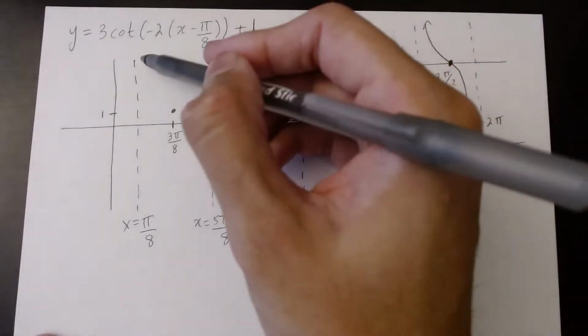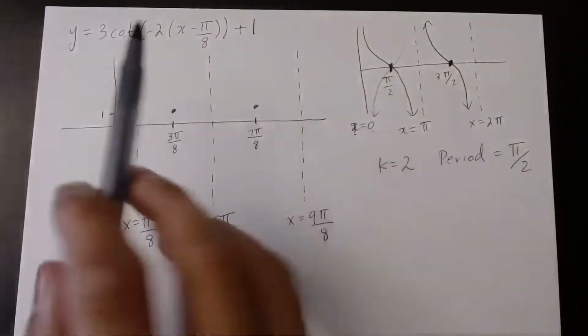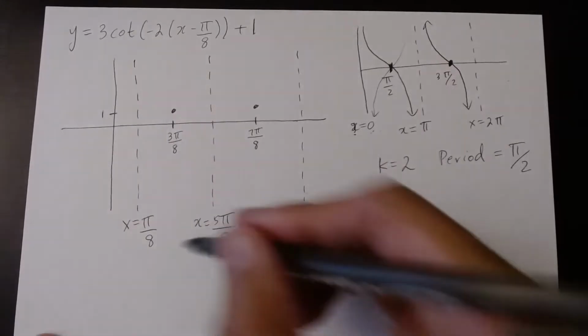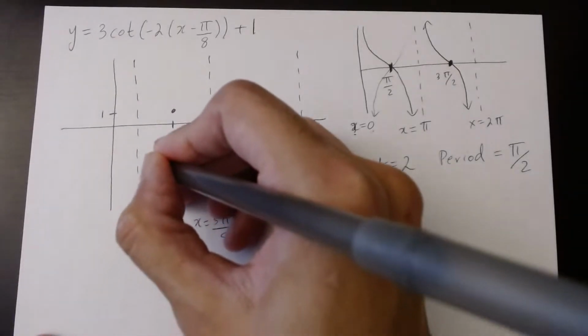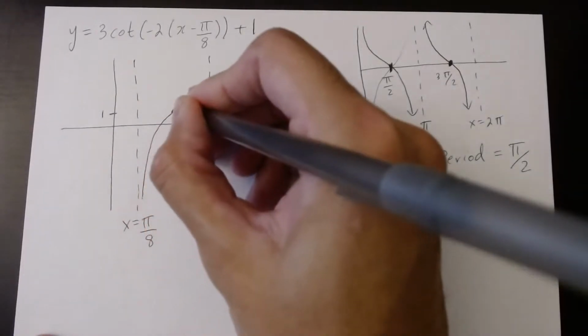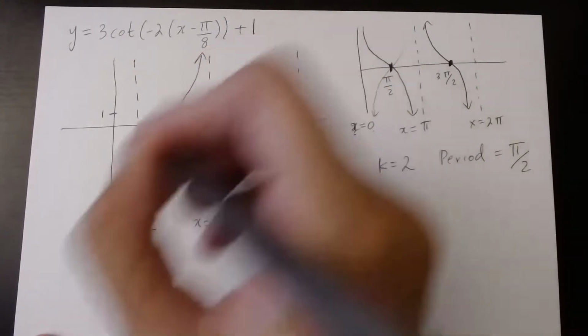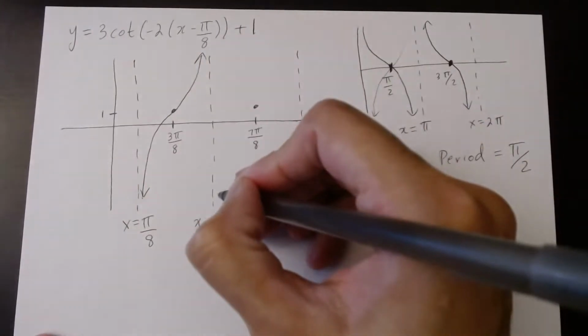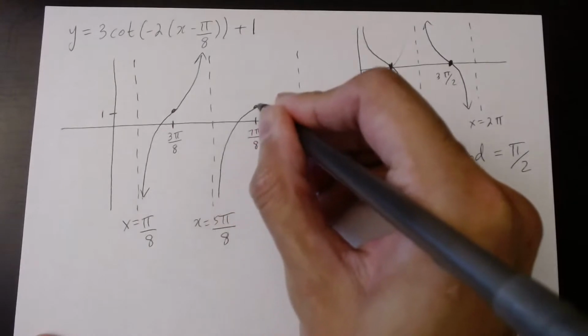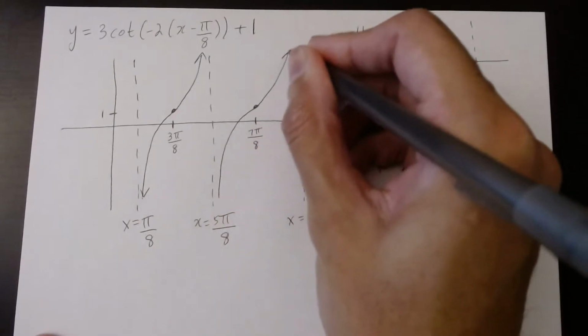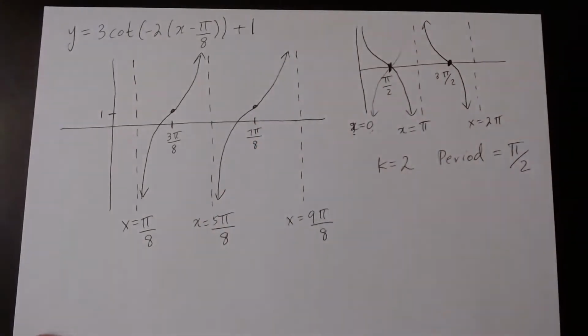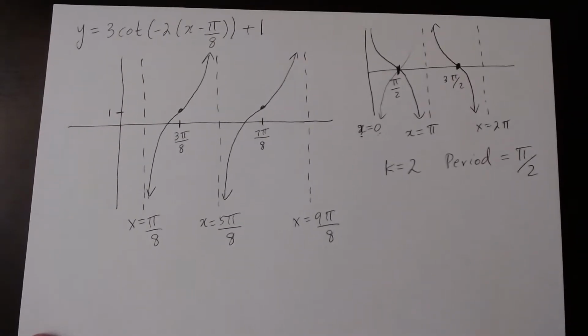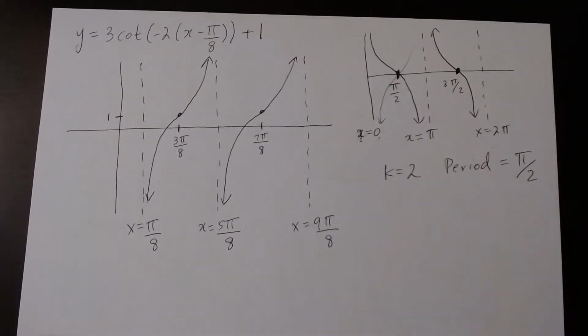Now, normally a cot graph starts from the top and goes down, but since I have a reflection in the y-axis, it's going to start from the bottom, go through my key point, and then end at the top. And the same pattern is going to follow infinitely in both directions. That's how you draw a cot graph with different transformations.